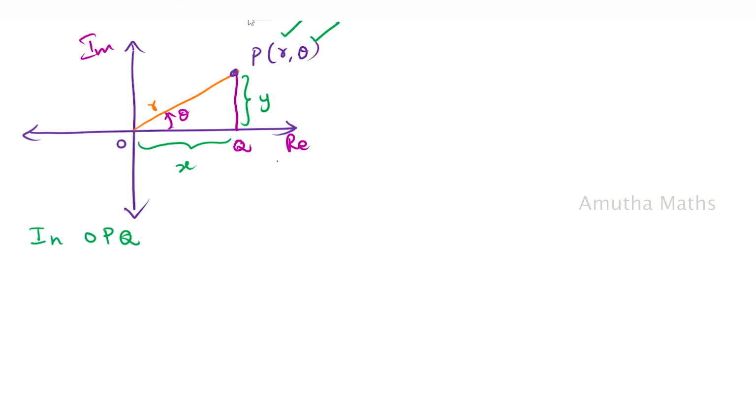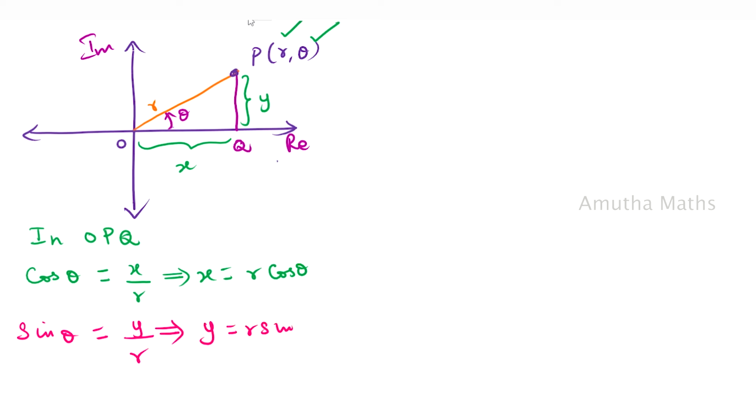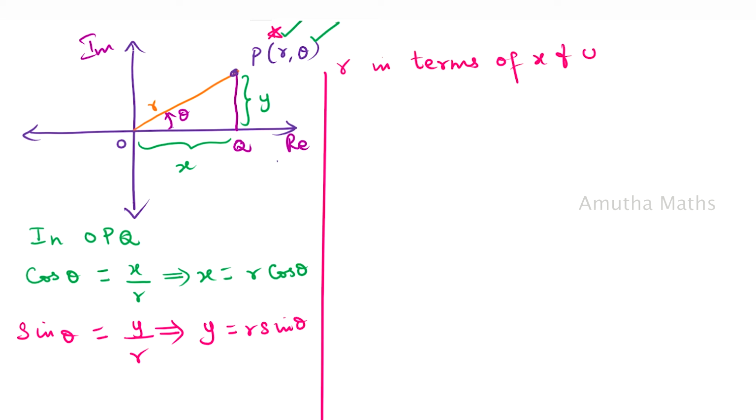Now in triangle OPQ, what is cos theta? cos theta is equal to adjacent by hypotenuse, அடுத்துள்ள பக்கம் by கர்ணம், so here x by r, which implies x is equal to r cos theta. Now what is sin theta? sin theta is equal to opposite by hypotenuse, that is y by r, எதிர்பக்கம் by கர்ணம், so y is equal to r sin theta. Right, now I am going to express r in terms of x and y. r in terms of x and y வச்சு எப்படி எழுதலாம் அப்படினு பார்க்க போறோம்.